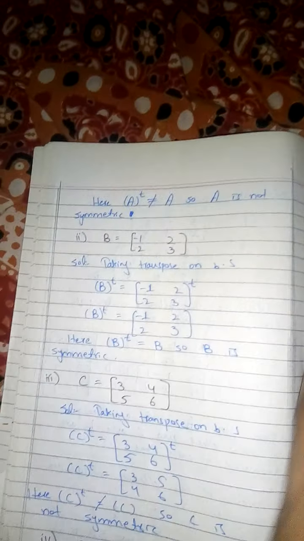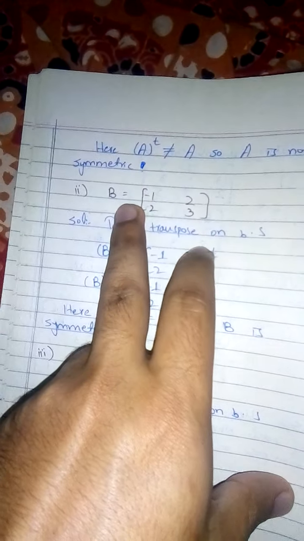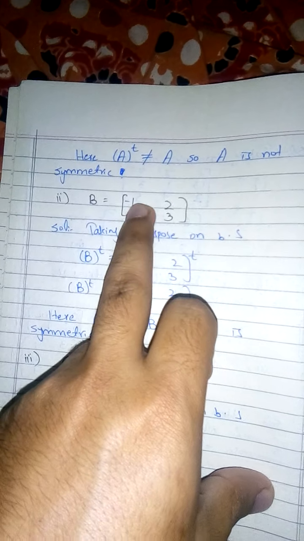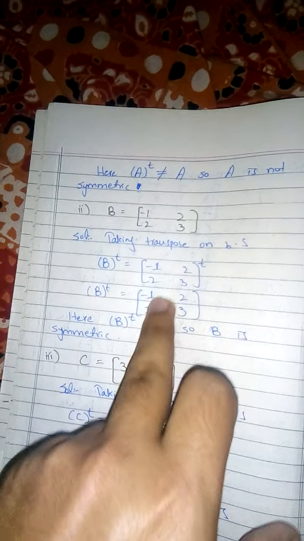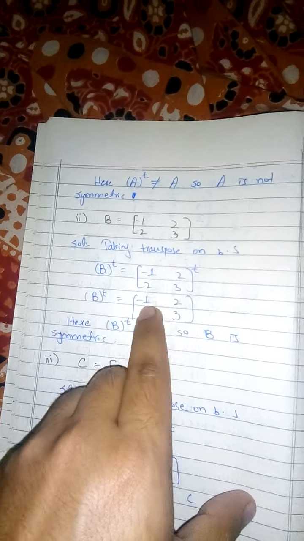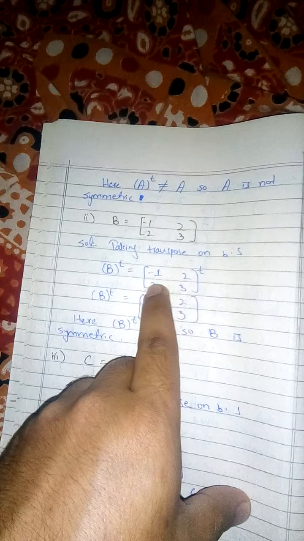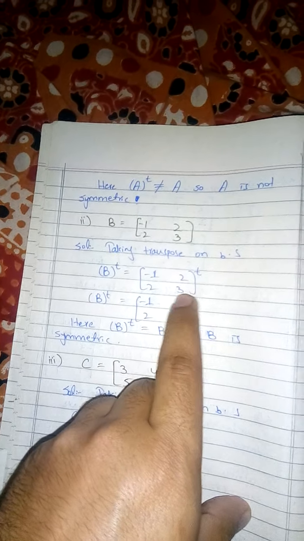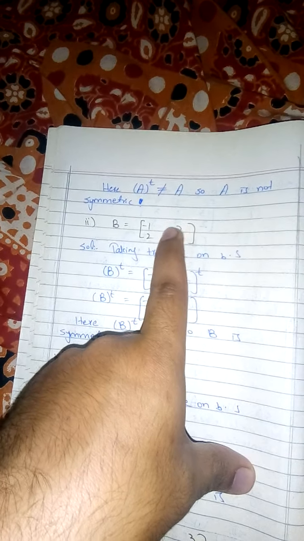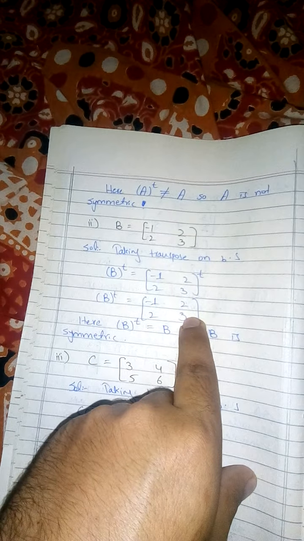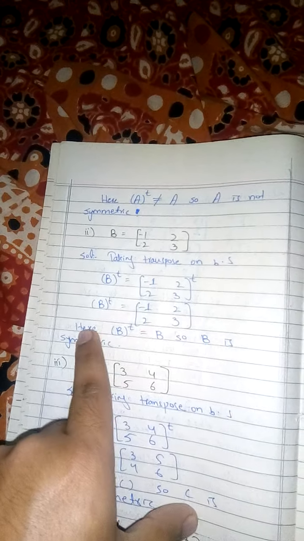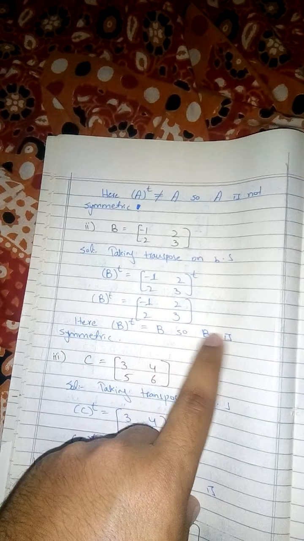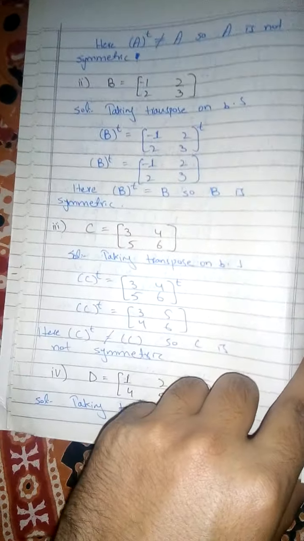If you look at the next matrix B, -1, 2, 2, 3, taking transpose, apply transpose, and when we solve it, the first row will convert into the first column and the second row will convert into the second column. Now if you see the original matrix and the solution, -1, 2, 2, 3 and -1, 2, 2, 3, these are same. Here B transpose is equal to B, so B is a symmetric matrix.